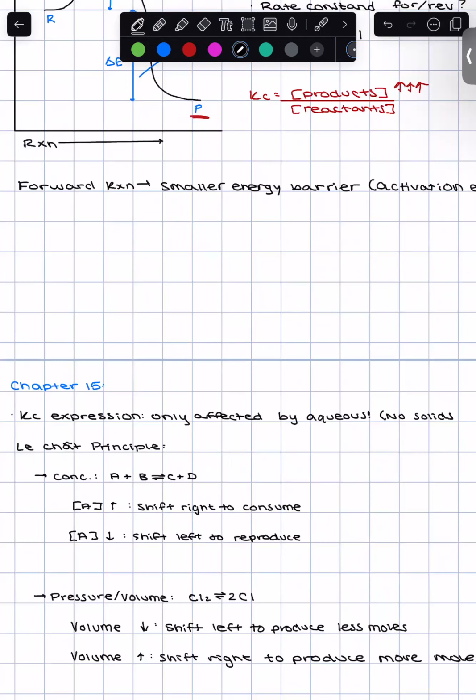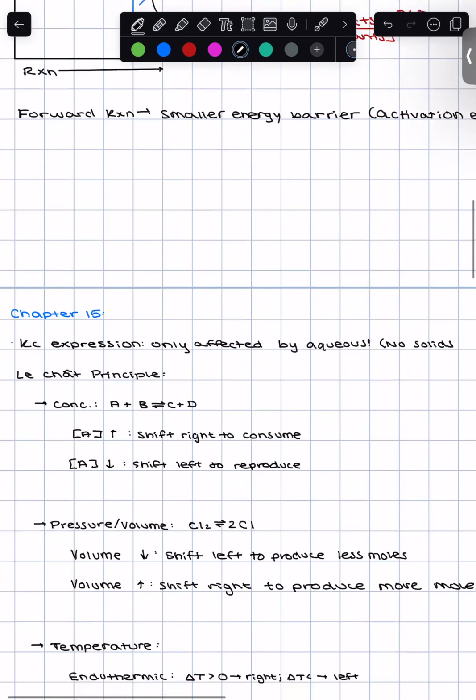Because I promise they'll do it. It'll ask you to write out the Kc equation, and every single time it has a metal solid in it. That's my bet. I'll bet my money on that. There's going to be a metal solid, and they will try to get you to put it into the equation, and you will not do it. So, do not do that.